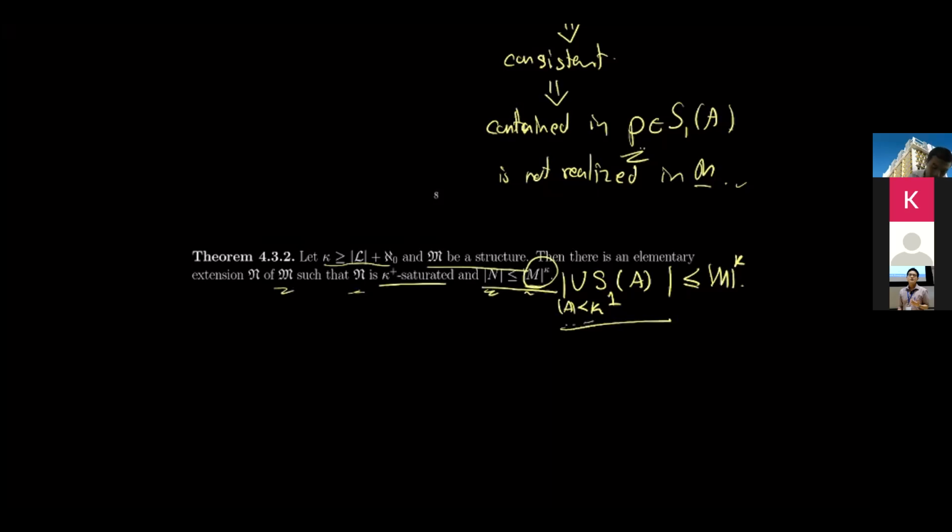So what we're going to do is we get this upper bound from the worst case possible, right? We look at what is the largest possible size of the union of S1(A) when the cardinality of A is less than kappa.